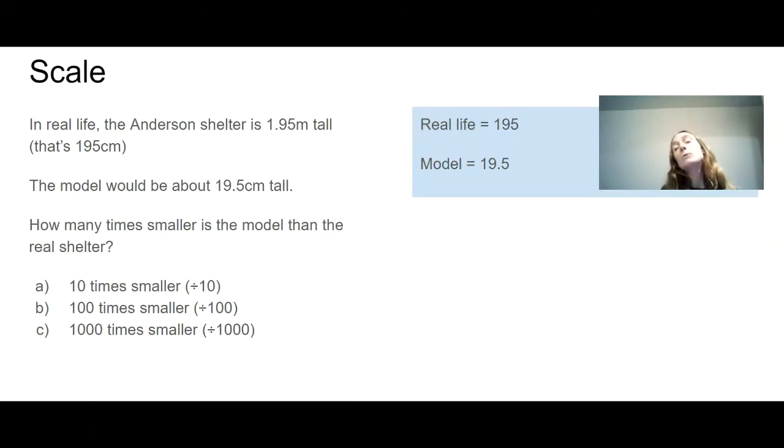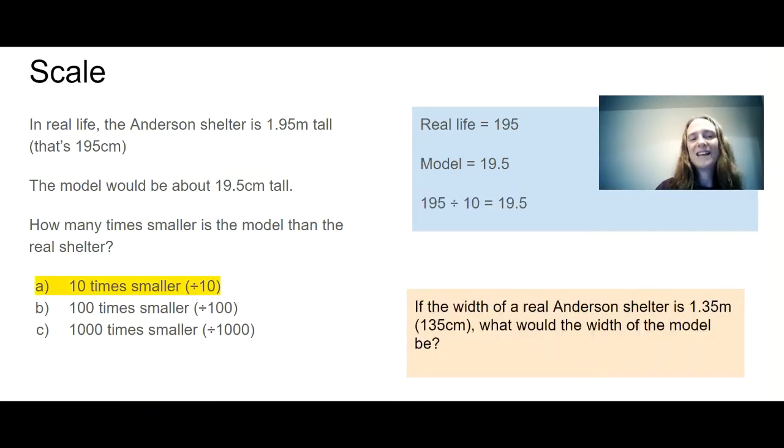So how many times smaller is a book than a real life Anderson shelter? We can look at the real life one, 195 centimeters. 1.95 meters is the same as 195 centimeters. So that's up to about here, a lot taller than me. And then you've got your book, which is about 19.5 centimeters. How much smaller is that? We've been doing some work on dividing by tens, hundreds, and thousands. So which one do you think it is? Yeah, it's 10 times smaller.